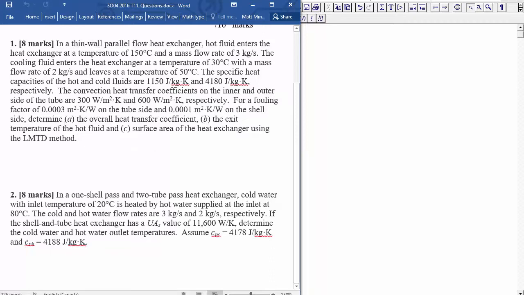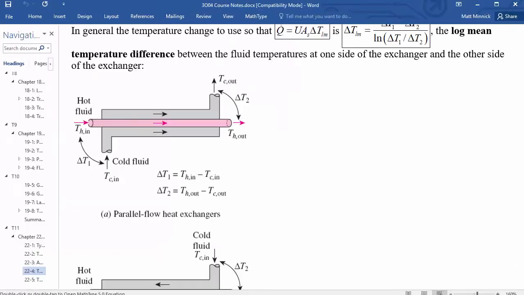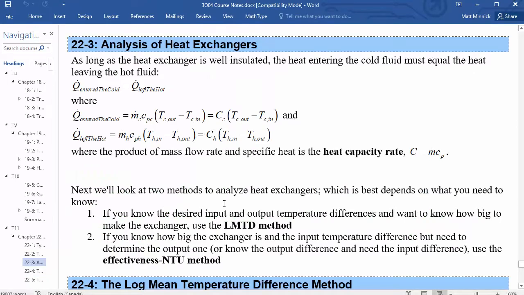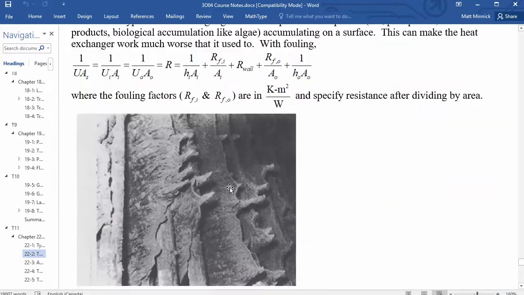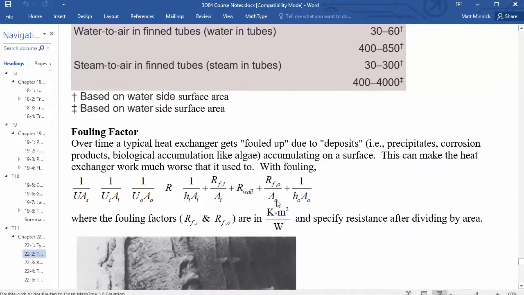All right, so the overall heat transfer coefficient is this U parameter, where in terms of fouling factors, we have a full formula here. So the idea is that 1 over UA_s is equal to the total resistance, which is equal to the sum of all of these different parameters there.